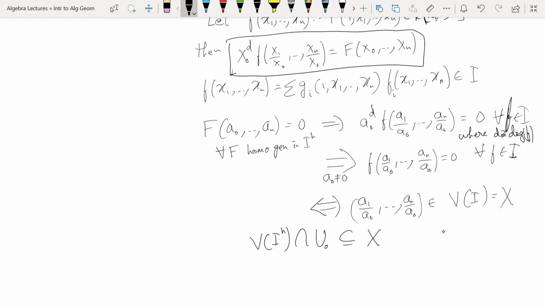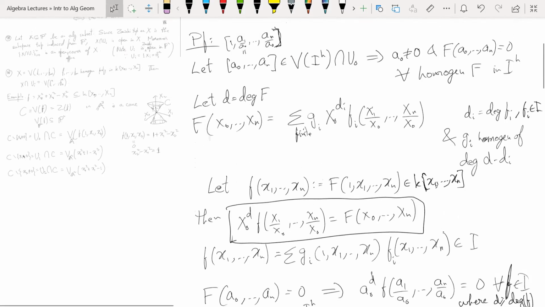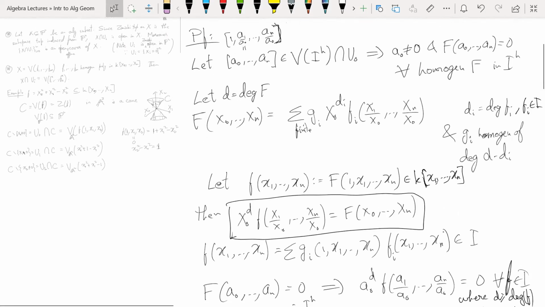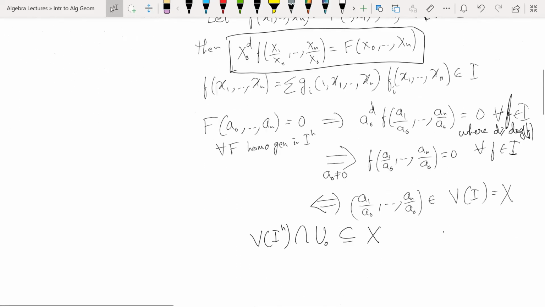For the reverse direction, you should take d to be the degree of small f. So if I write d to be greater than or equal to the degree of f, then this is okay. And that will tell you F(a0, ..., an) is equal to 0 for all F homogeneous in IH. That precisely means (a0, ..., an) belongs to V(IH), and since a0 is non-zero, it belongs to U0. So both directions are okay.